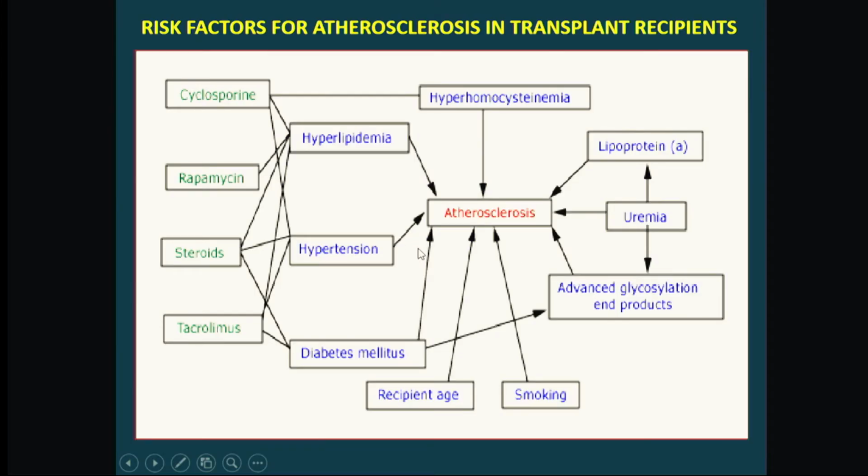However, having a kidney transplant doesn't come without risk. Because of the immunosuppressive therapy, some people develop hyperlipidemia, some people develop hypertension or diabetes. Those are the risk factors that will contribute, again, to atherosclerosis. So that's one of the problems with transplantation. Some of these people will have heart disease as a result of atherosclerosis.